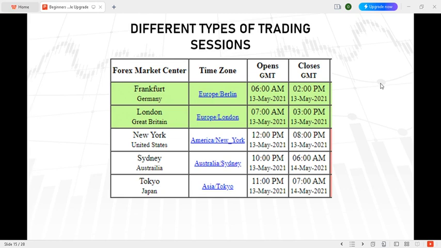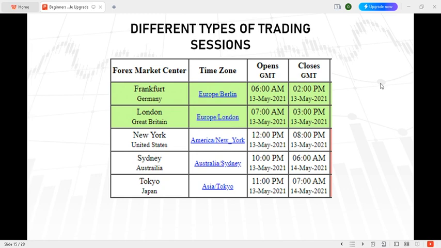The New York session opens, let's say, at about 2 o'clock. The reason why you're seeing 12 here is because of the Canada session. Under the New York session, two currencies are most important, the Canadian dollar and the American dollar. Usually it opens by 12, but the peak of the trading in the New York session starts by 2.